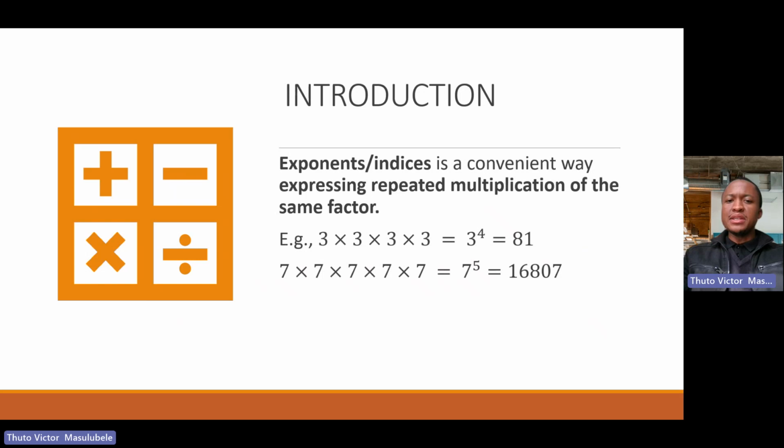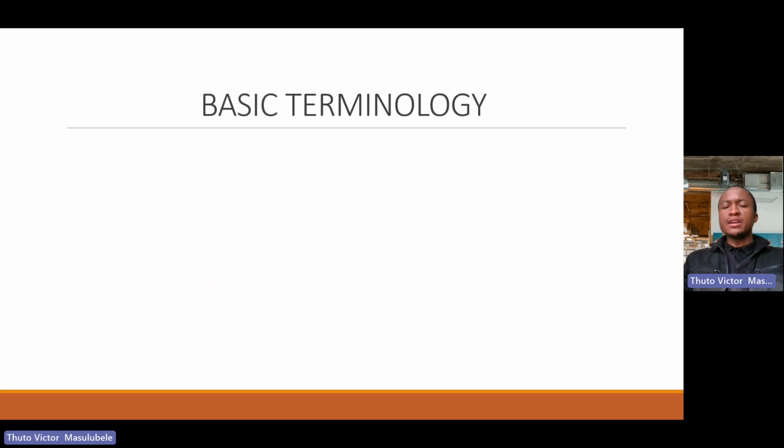Same applies with the repeated multiplication of 7 by itself 5 times. That will be represented as 7 to the power of 5 in exponential form, and that will give us 16,807. Now, basic terminology related to components of an exponential expression.